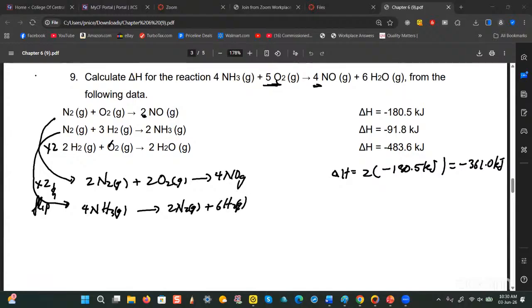And what do you think is going to happen to the delta H value here as a result of both multiplying by 2 and flipping? So we're talking about this value here. What's going to happen to it? It's going to double, and the sign will change, right? So that will be positive 91.8 kilojoules. So let's see what I get. 91.8 times 2. According to my calculation, this works out to be equal to 183.6. All right. Okay. What next?